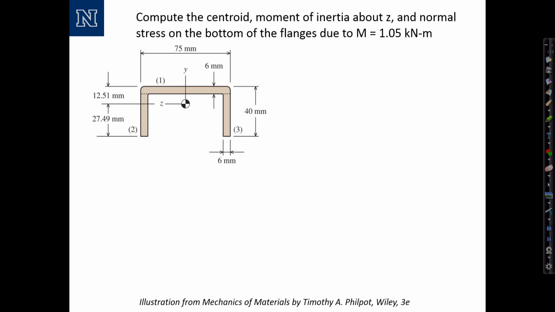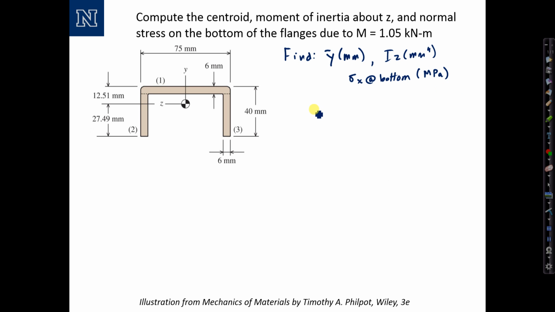So first, we'll start out by summarizing what we're asked to compute. Find the centroid, which I call y bar, in units of millimeters, the bending moment of inertia, Iz, which should be given in millimeters to the fourth, and then sigma x at the bottom, and sigma x is a stress, so we'll want to compute it in units of megapascals. Let's start out with the centroid.